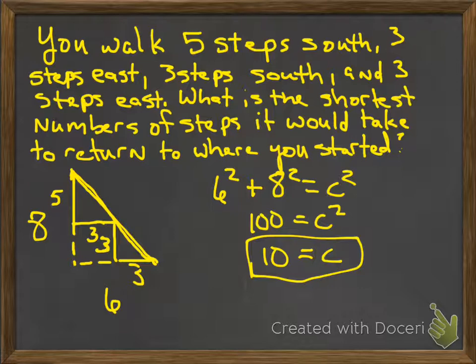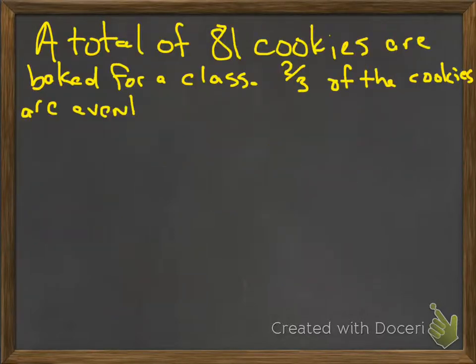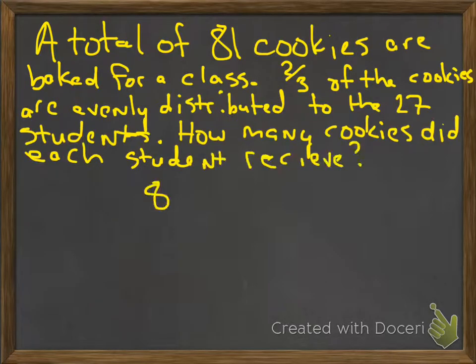But Mr. Patch, not all the problems I'm going to draw will be right triangles. You're right. So let's look at another one, from the quiz. A total of 81 cookies are baked for a class. 2/3 of the cookies are evenly distributed to the 27 students. How many cookies did each student receive?